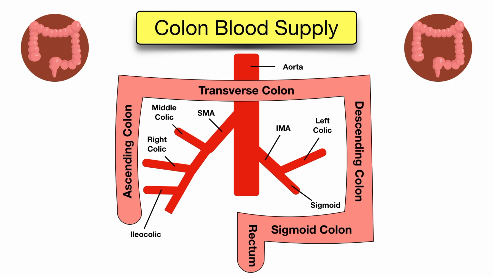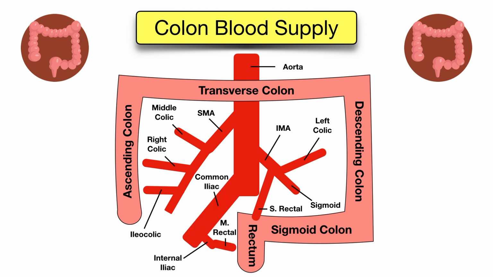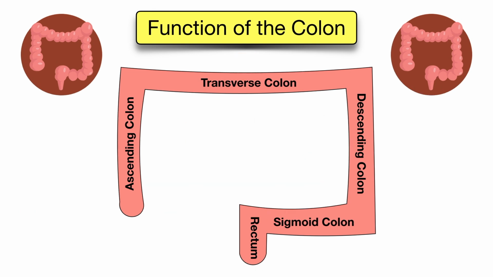The rectum is supplied by three main arteries. The superior rectal artery arises from the inferior mesenteric artery. The middle rectal artery arises from the internal iliac artery. And the inferior rectal artery arises from the internal pudendal artery, a branch of the internal iliac. Finally, let's review the function of the colon, and we'll get into diverticular disease.